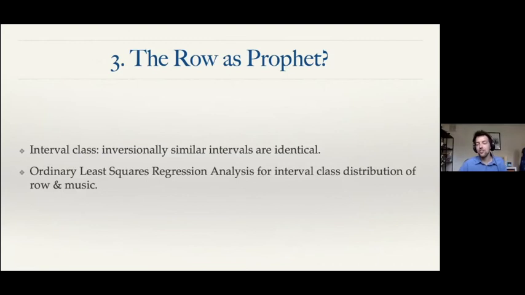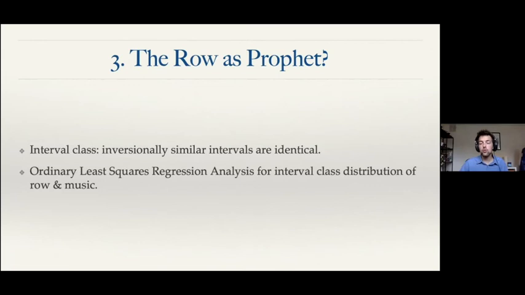This is just a quick definitional reminder that interval classes treat inversionally similar intervals as identical. So a perfect fourth and a perfect fifth are both considered to be interval class 5, a semitone and a major seventh interval class 1. This is how intervals from a row are treated in dodecaphonic composition, and so how we can analyze them.